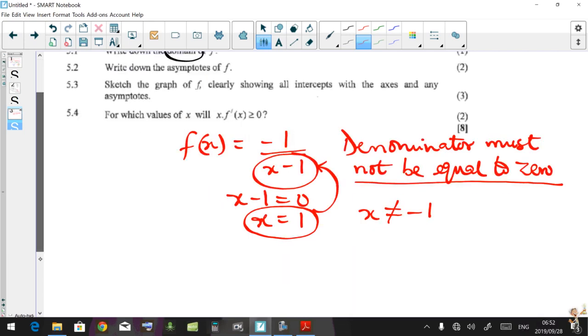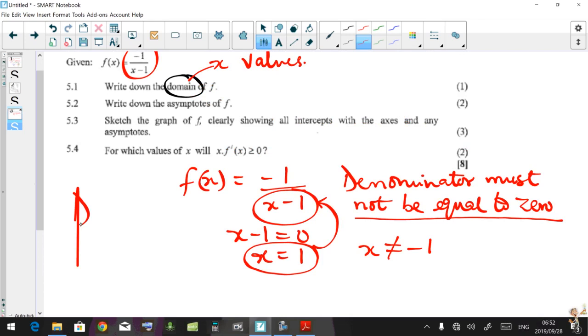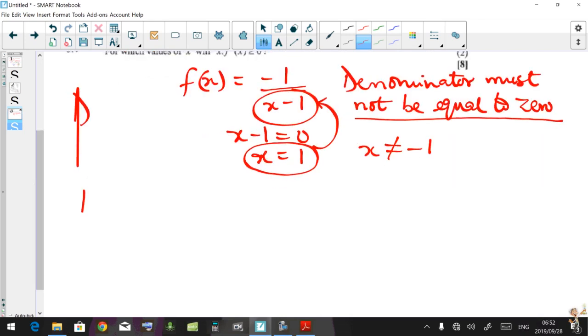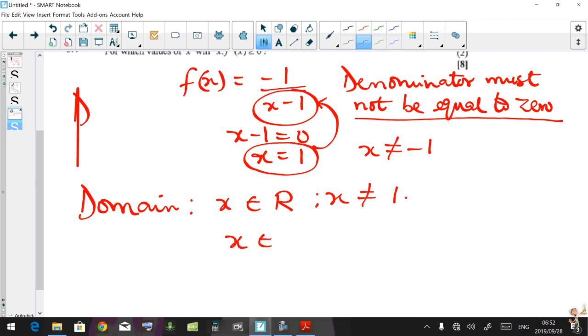So what is our domain? It's quite simple, just trying to make the explanation very easy for everyone. Domain, therefore, is that x is an element of all numbers, but x cannot be equal to 1. Somebody else can decide to write that x belongs to, from negative infinity to 1, not inclusive. Okay, this is quite complex for some of us. It's a union, 1 not inclusive, to infinity.